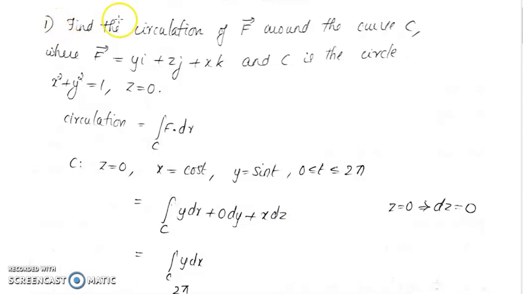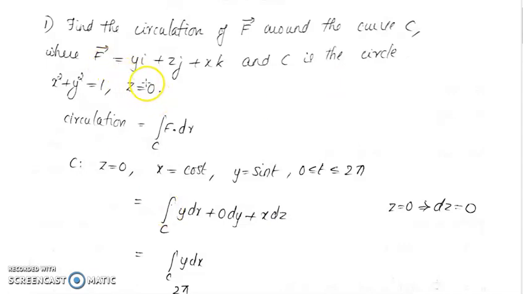So the first question is, find the circulation of f around the curve C, where f equals y i plus z j plus x k, and C is the circle x square plus y square equal to 1 and z equal to 0. So circulation is given by integral over C f dot dr. Now first we will write the parameterization of C. On C, z is equal to 0.